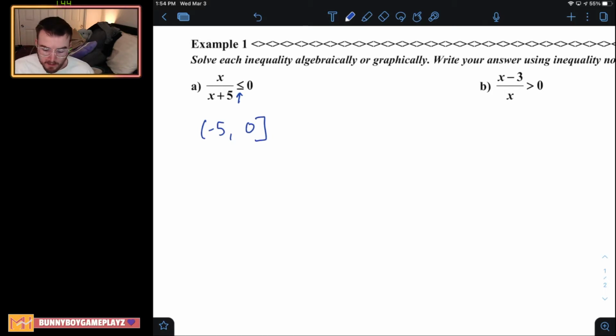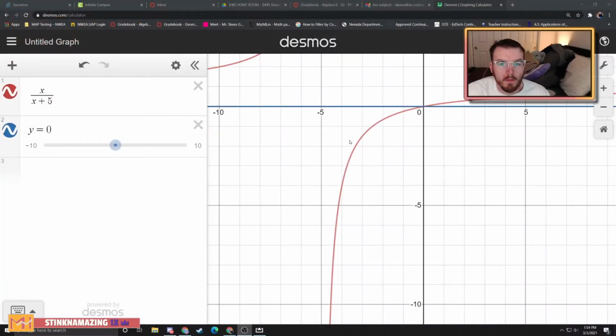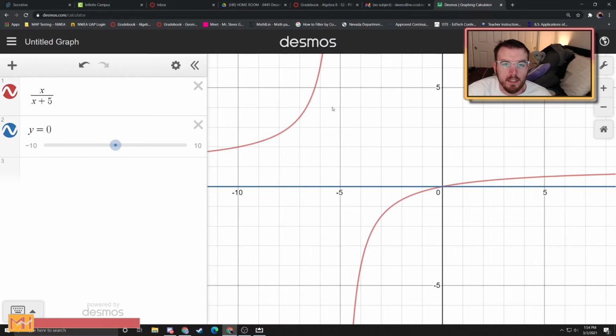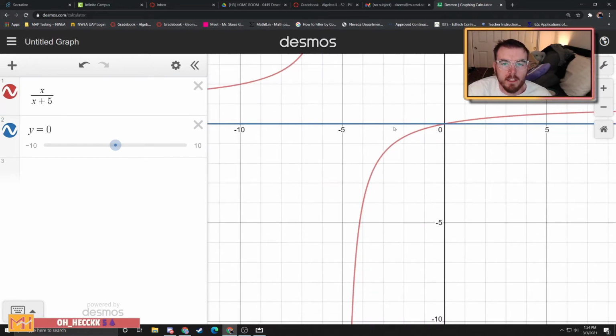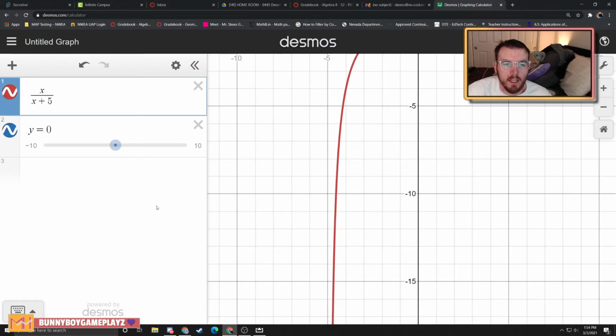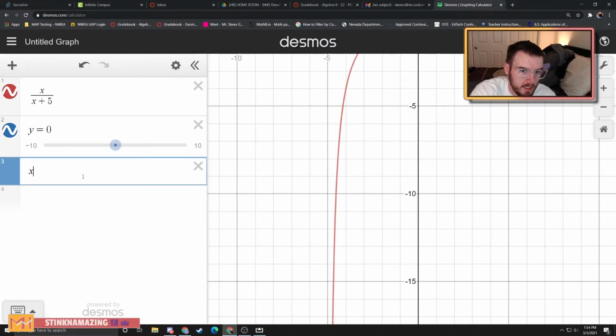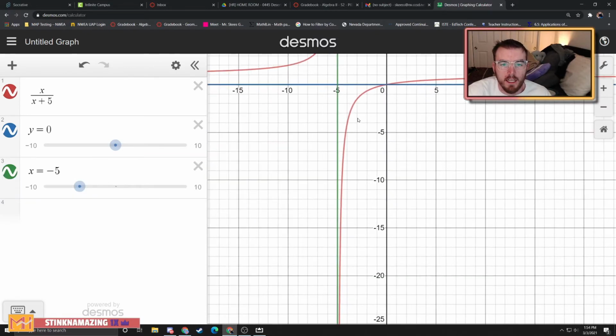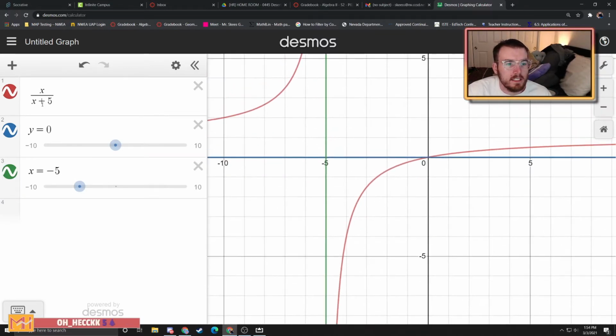Does that make sense? I can flip back to the graph here. You can see that the graph is greater than 0 over here. It's greater than 0 over here, but it's below 0 starting from here all the way to the left, right, as it gets closer and closer to -5. But there's an asymptote at -5. You see how it's just getting closer and closer? That's because our function is undefined at -5.